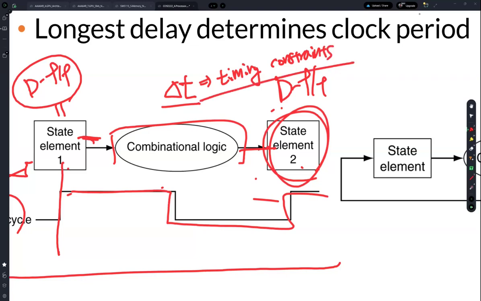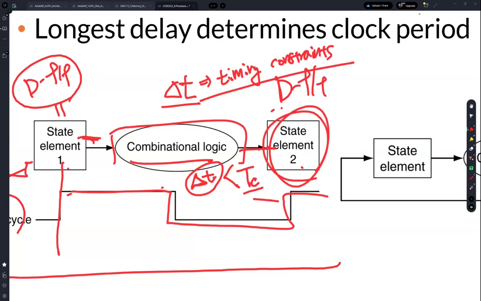So in order to make this system stable, the critical delay means the slowest delay. It means the largest delay of this combinational logic. So the critical delay of this combinational logic needs to be lower than the clock period. This is very important. So think about this.